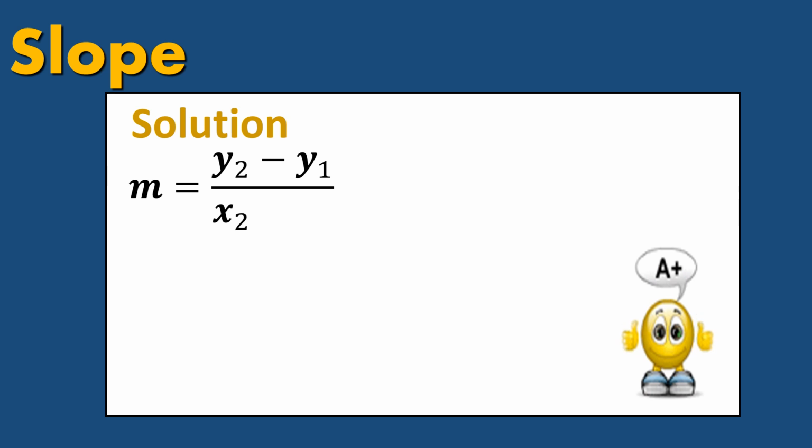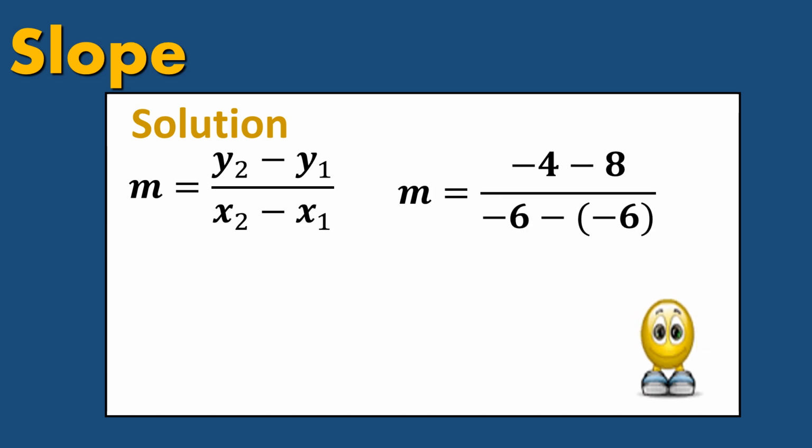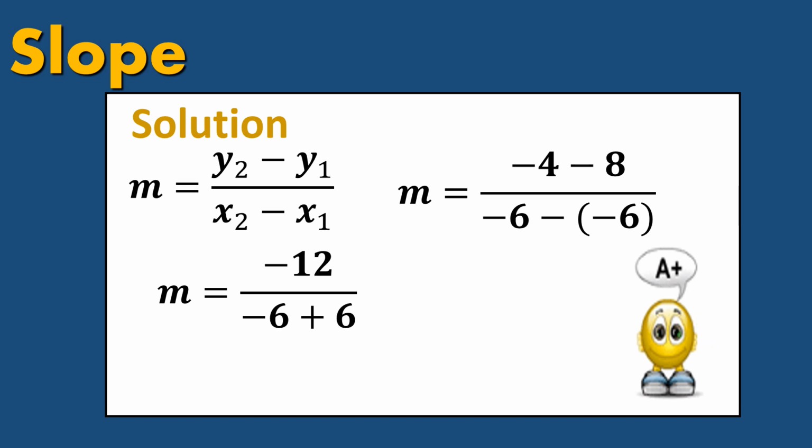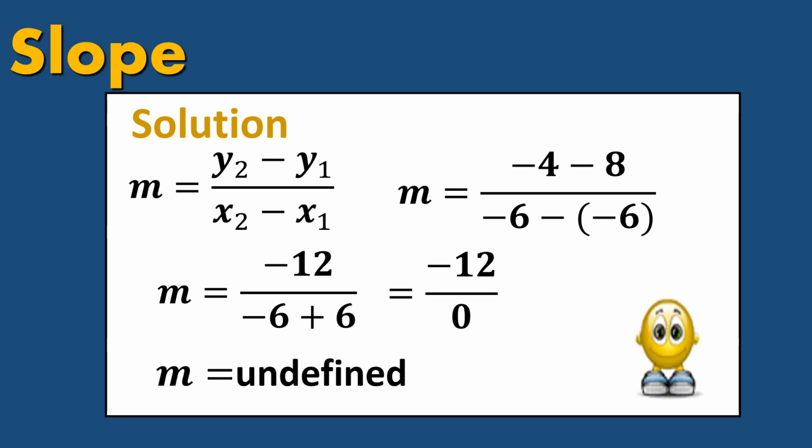Again, we substitute in the slope formula. Thus, we arrive with (-4 - 8) all over (-6 - (-6)), which is equal now to -12 all over (-6 + 6). To simplify it further, we will get -12 all over 0, and the answer will be undefined.